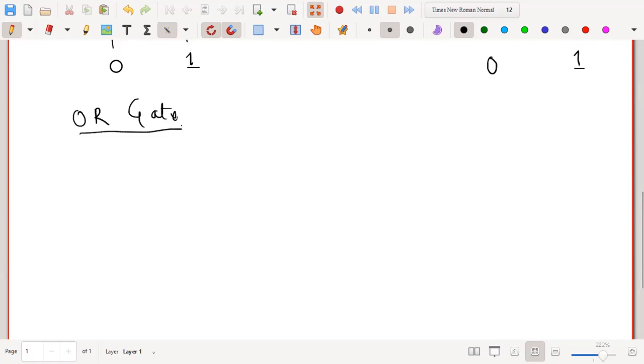Okay, let us discuss this OR gate. First I am going to draw the symbol for the OR gate. The symbol may not be very exact, but here we go. So this is a 2-input OR gate. I have the output Y, and A and B are the 2 inputs.